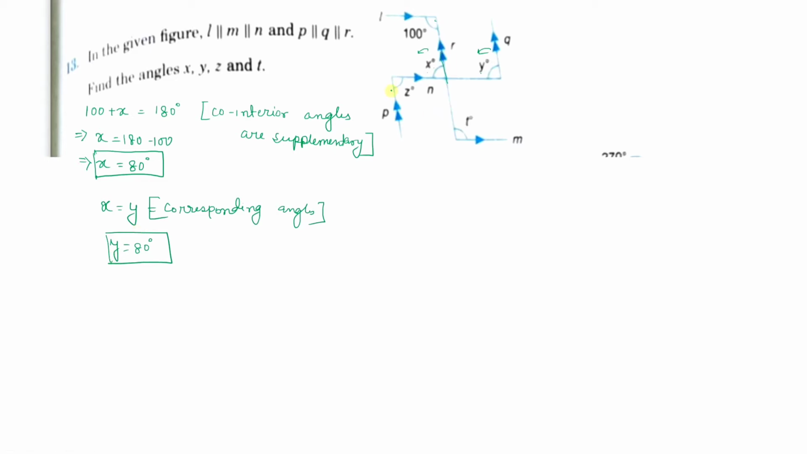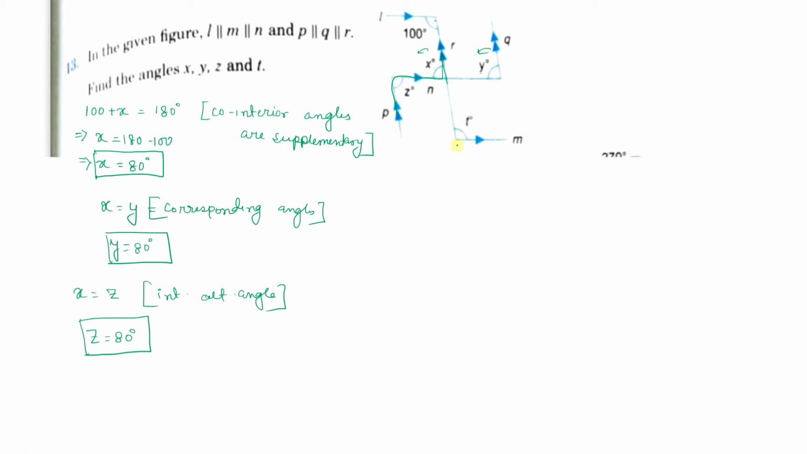Next z. Okay, to find out z, you are getting a z-like structure, isn't it? So x and z will be equal. So x equals z, reason will be interior alternate angles. So the value of z is also 80 degree.